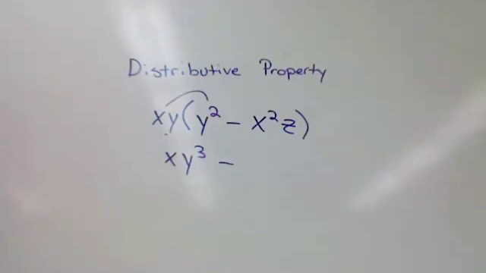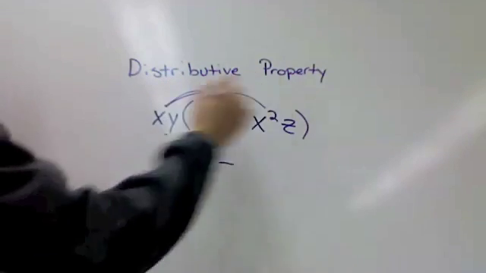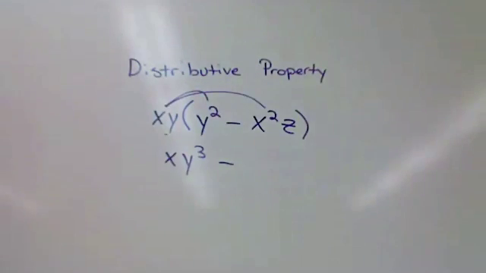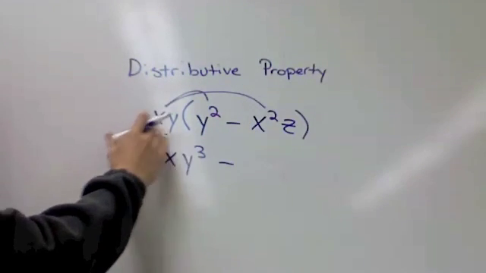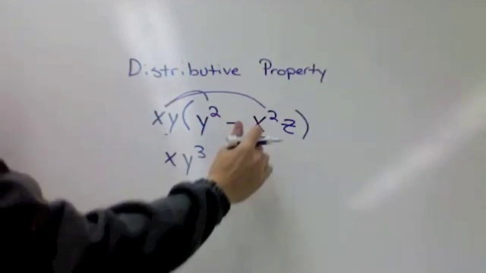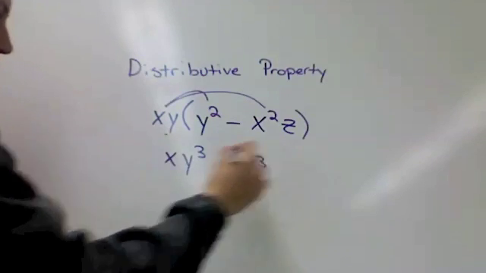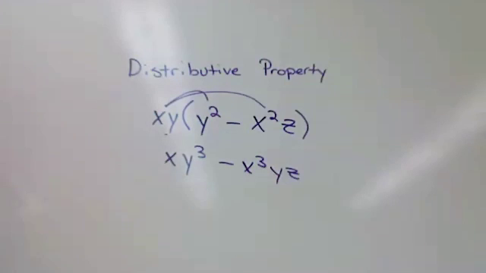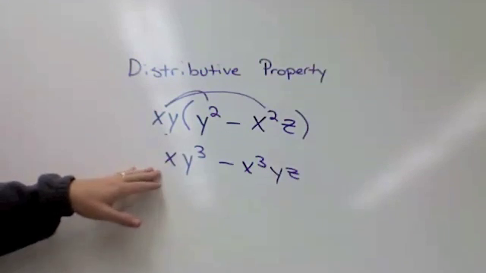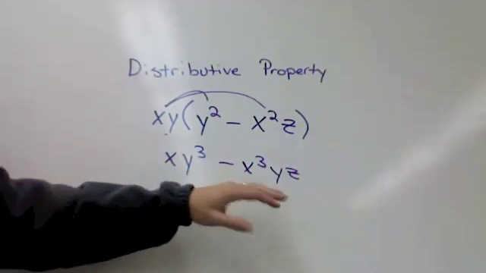Bring down our sign. Then we're going to multiply xy times x squared z. And this time, when we multiply x times x squared, we have 1, 2, 3 x's, x cubed, and then we tack our y and our z on. So our final answer for this example would be x y cubed minus x cubed y z.